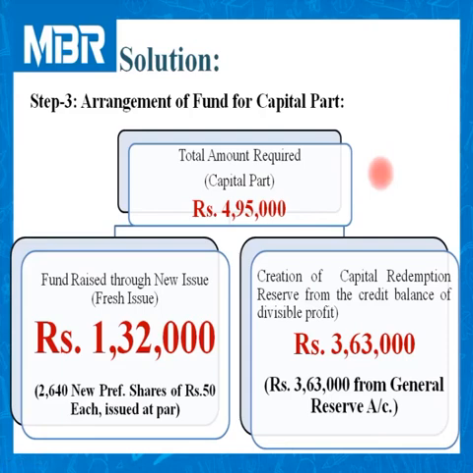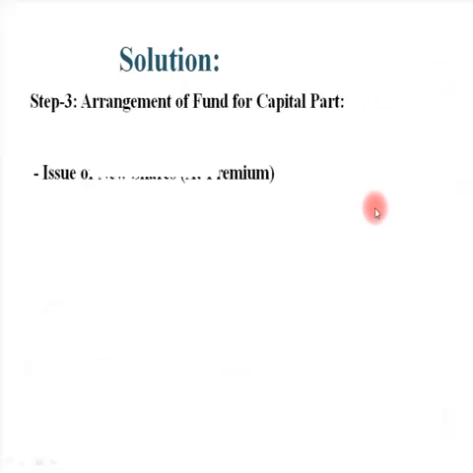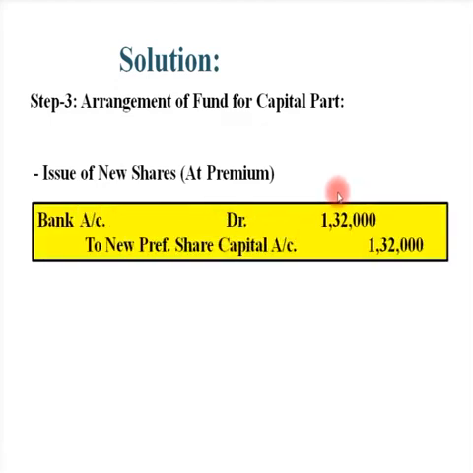After this calculation, now our answer is on track. Let us pass journal entry for new issue. It is issued at par, so we need to pass entry accordingly. Bank account debited 1,32,000 to new preference share capital account 1,32,000 at par. It is not at premium, so it is considered as at par, because as per the information we have issued our shares at par, so it is wrongly written as a premium.